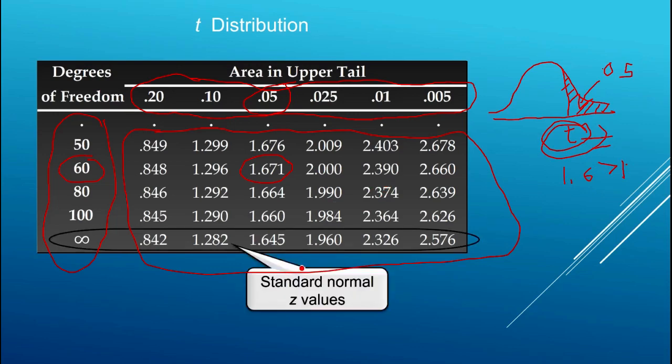The other thing I would point out, just consistent with the slide that I showed you previously, is that when the degrees of freedom gets really, really large, here it says infinity, basically the values that you see in the t-table are standard normal z values, right? Because it converges to the standard normal distribution.